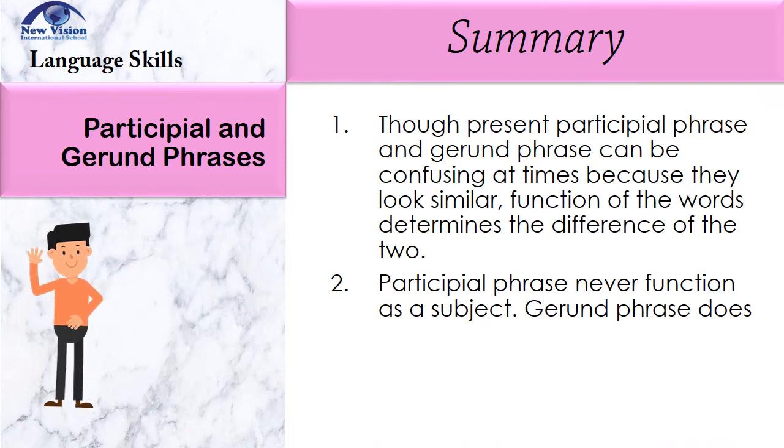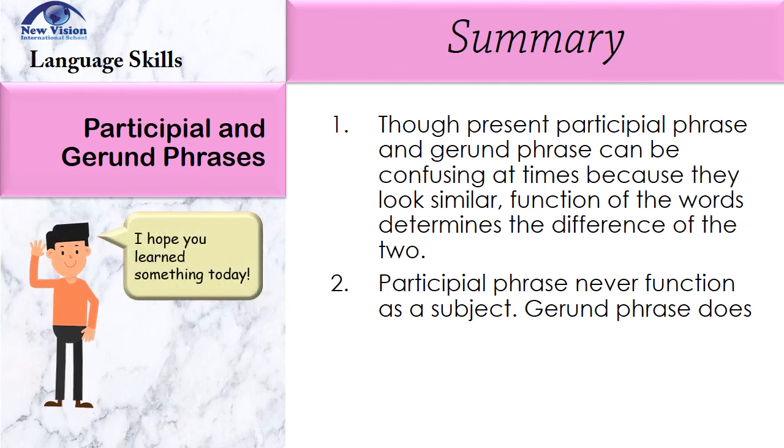In summary, though participial phrases and gerund phrases can be confusing at times because they look similar, the function of the word determines the difference between the two. A participial phrase never functions as a subject. A gerund phrase does.